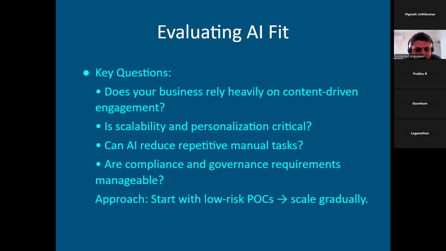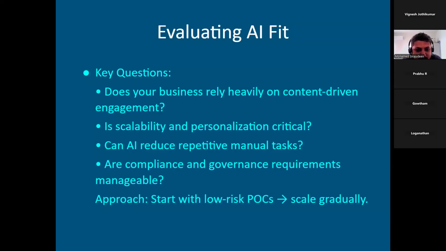So first of all, we need to understand whether our business is heavily dependent on content-driven engagement, or else we have to check whether personalization is critical. Maybe we have 10 to 15 markets, and those markets will receive different content, a different logo or a different banner. So definitely it would be critical. At that point, AI will help us. But if you have only a single market or two markets, there is no need to implement AI, right?